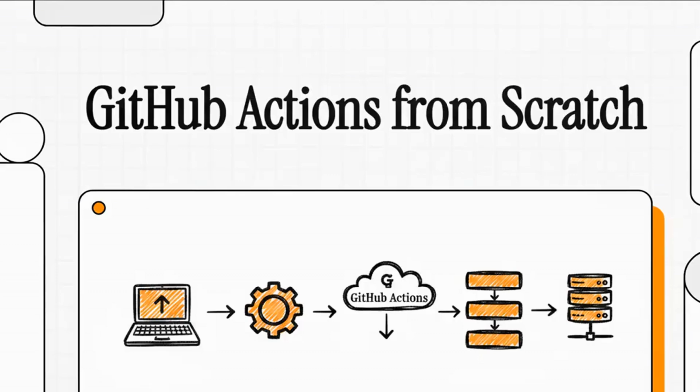Let's be real, if you've ever felt the absolute dread of deploying code to production, you're going to love what we're diving into today. In this explainer, we're building a production-ready CI/CD pipeline from absolute scratch. We're going to take that messy, stressful process and automate literally everything using GitHub Actions.